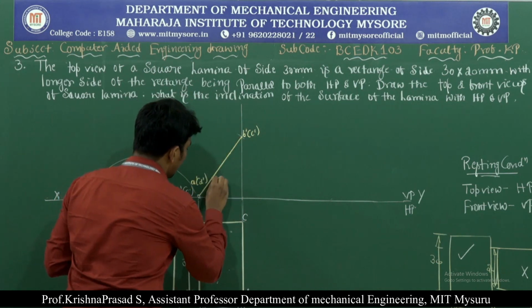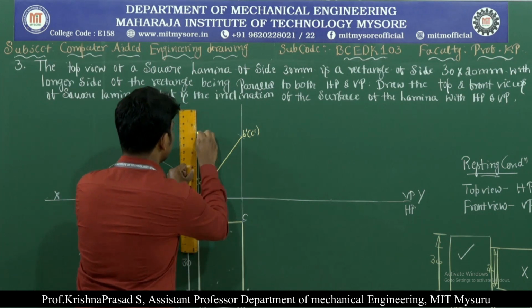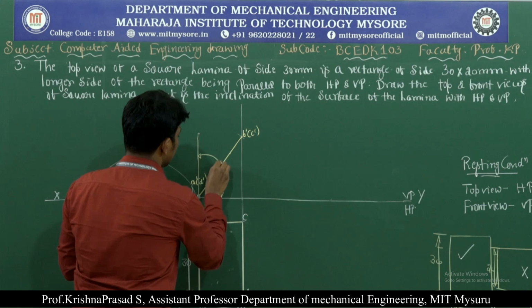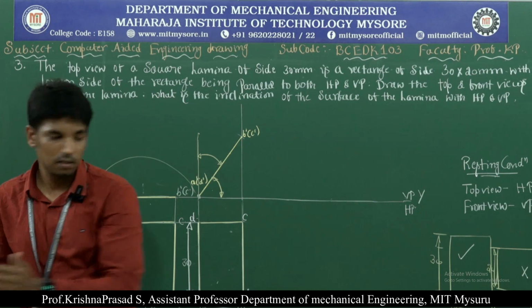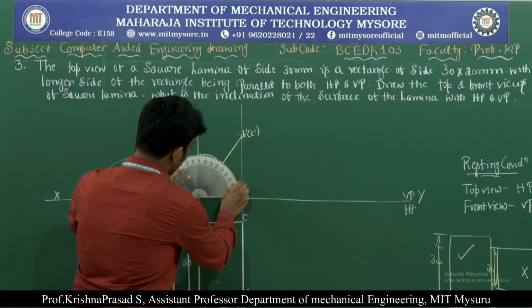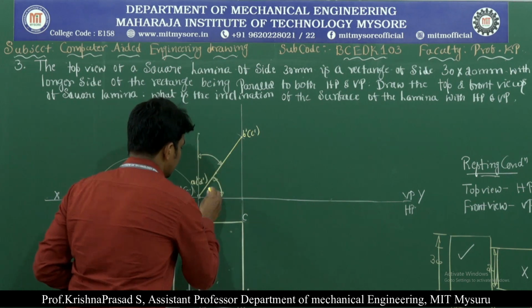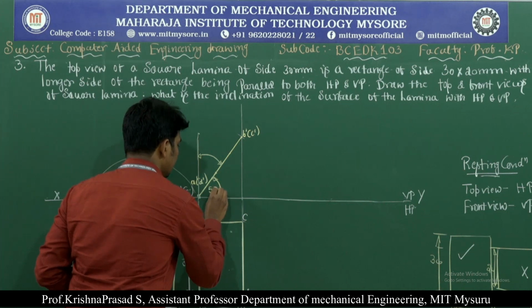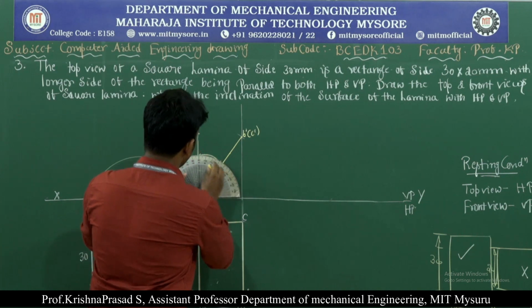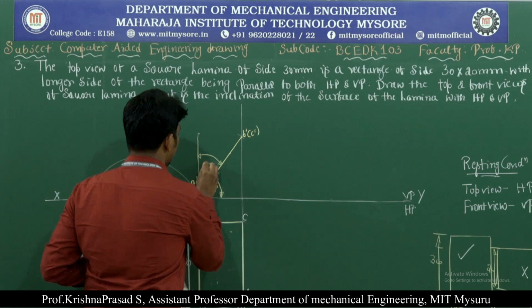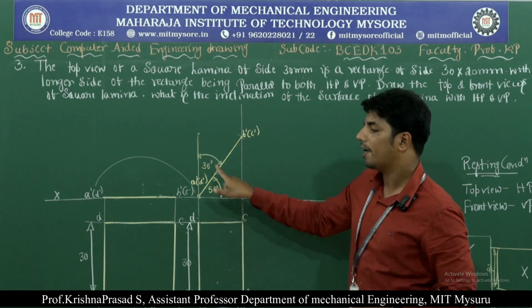Then find the angle with respect to HP here and find the angle with respect to VP here. Now very simple, keep the protractor here and note down the angle. So the angle with respect to HP is 55 degree, and the angle with respect to VP is 35 degree. So this is regarding the inclinations with respect to HP and VP.